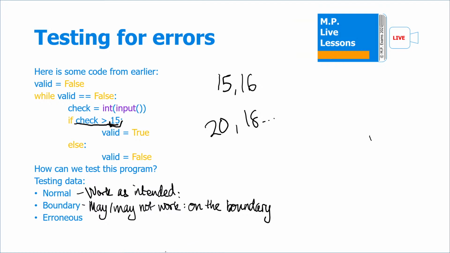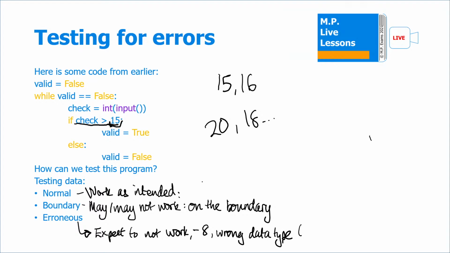And the last one is erroneous. This would be data that we expect to not work, such as let's say -8, so that's far from the boundary. There could be even the wrong data type, like a string, and we still know that it just won't work, and that's okay.